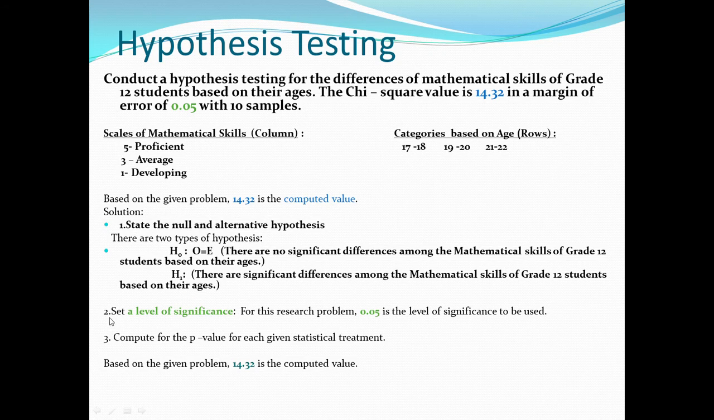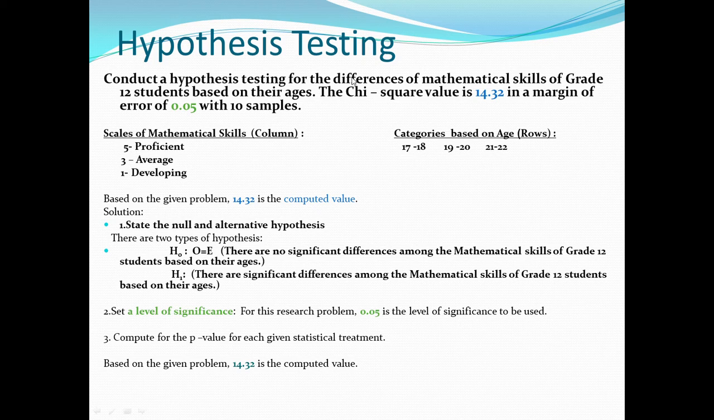Now, for the step 2, we have to set for a level of significance. Okay, again, just like what I have said, yung margin of error natin at yung level of significance ay iisa lang po. Okay, so based on the problem, our margin of error is 0.05. Therefore, our level of significance is 0.05 then. Okay, and then number 3, compute for the p-value for each given statistical treatment. Okay, itong p-value natin, it is already given. Ayan, ito yung resulta sa chi-square or sa Pearson R. But then we are talking for chi-square.